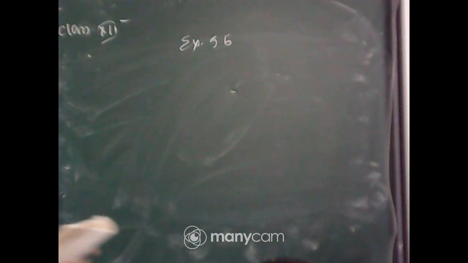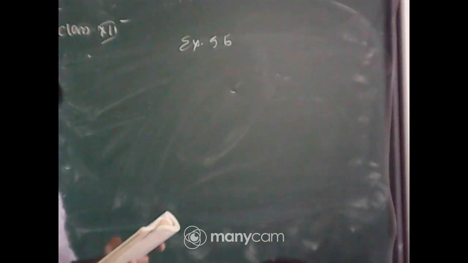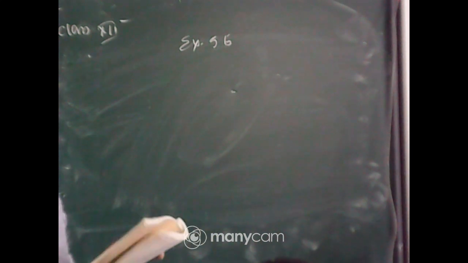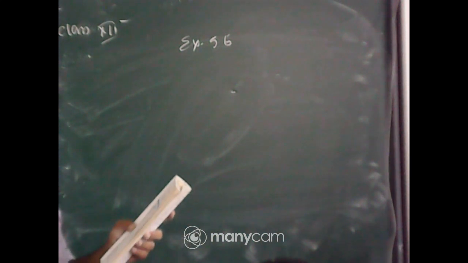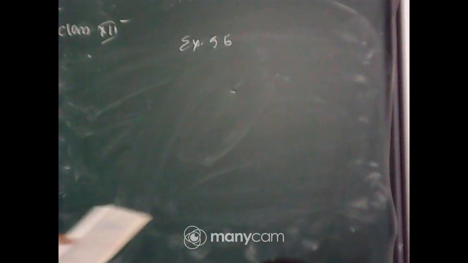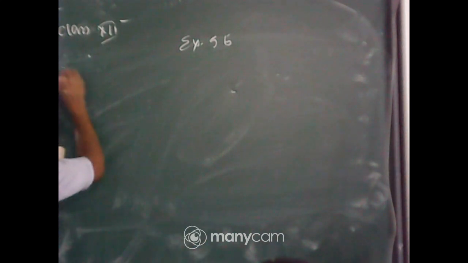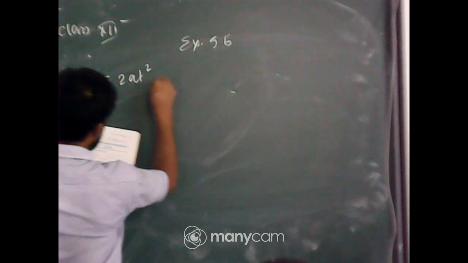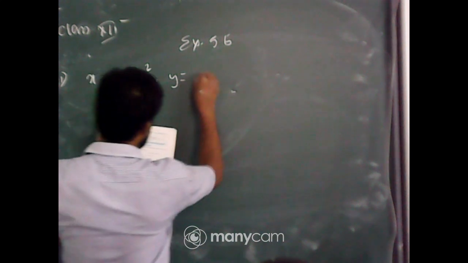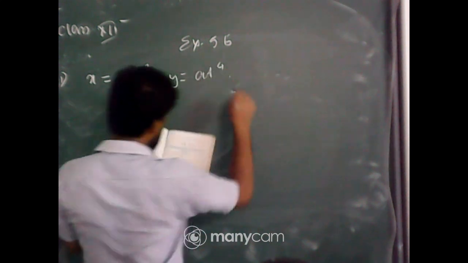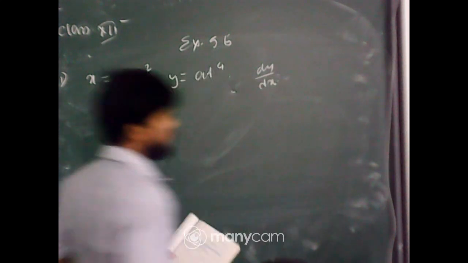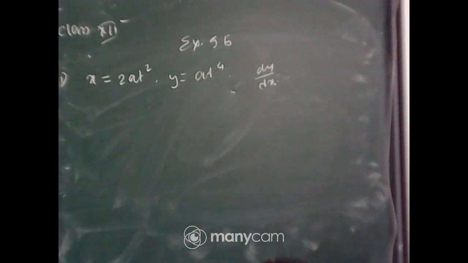Here x and y are connected parametrically by the equations given in exercises 1 to 10. Without eliminating the parameter, find dy/dx. The first question is x equal to 2at square and y equal to at to the power 4. From here we have to calculate dy/dx without eliminating the parameter.